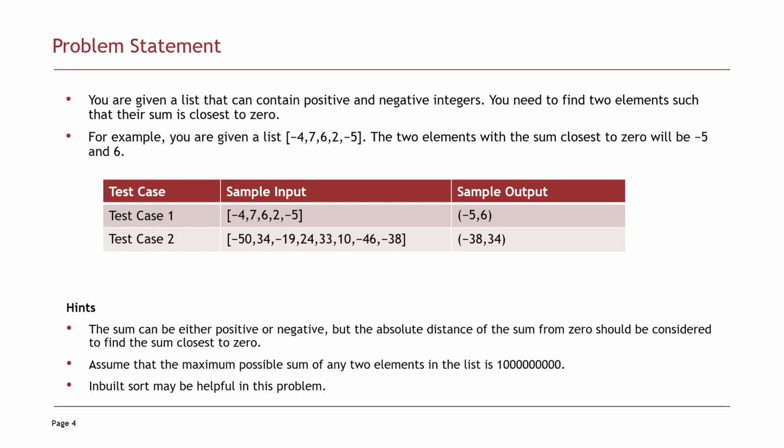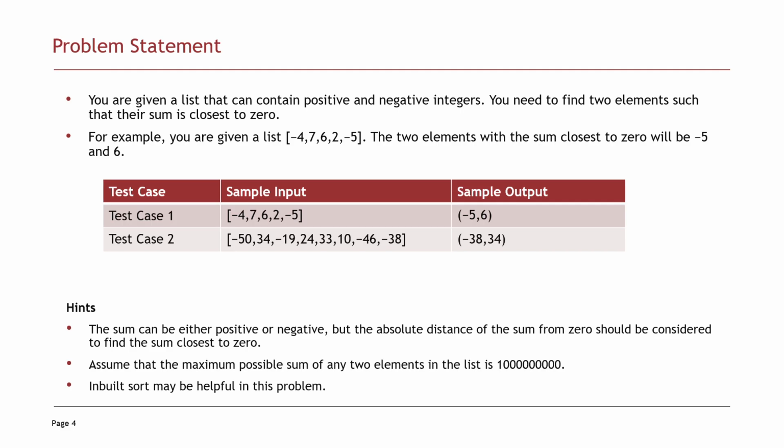So we are given a list that contains positive and negative integers, where we need to find two elements from a given list whose sum is closest to 0. For example, here in this problem statement, we have been given two sample test case studies. One is where the sample input is -4, 7, 6, 2, -5, and once we take a sum of it, the sum which is closest to 0 here is -5 and 6.